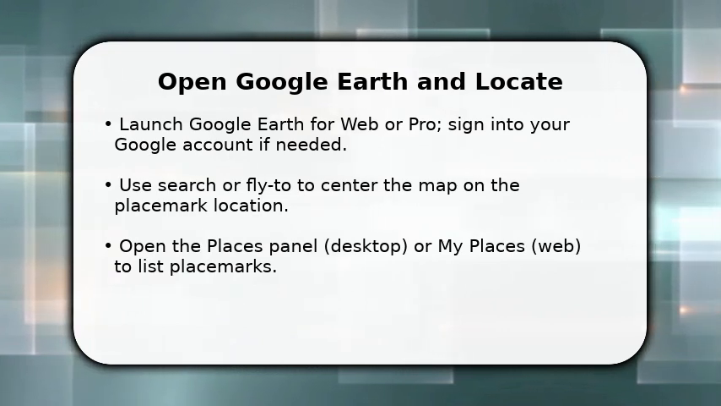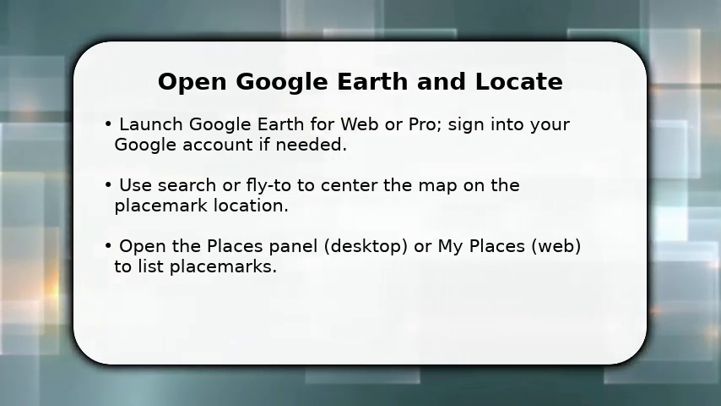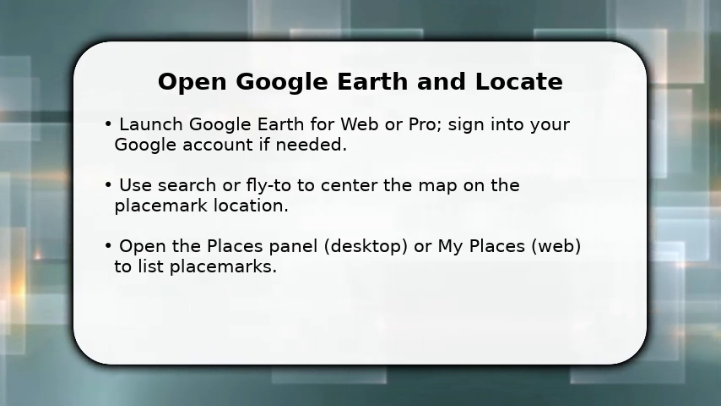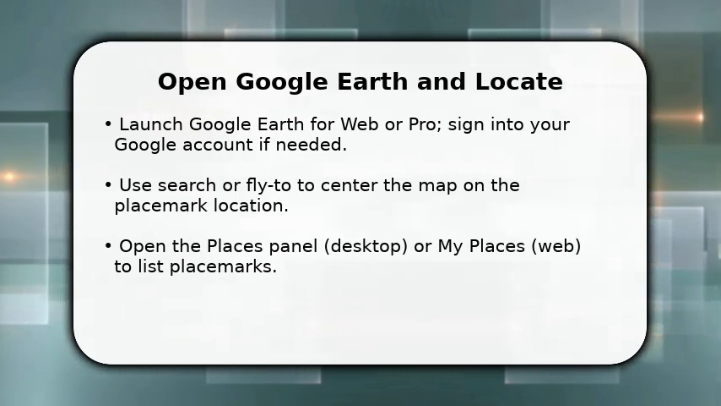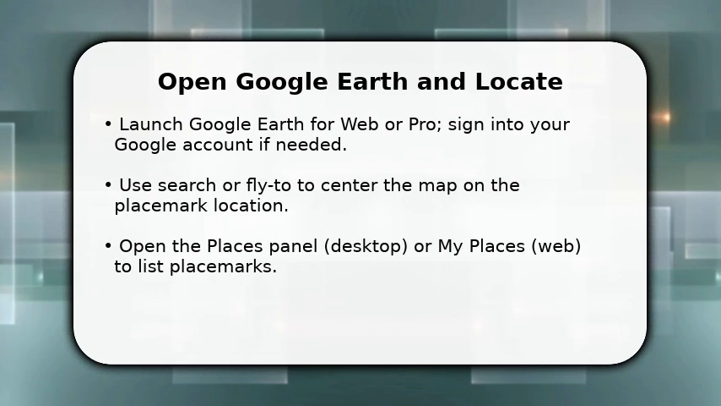You want a clear view and the item highlighted, otherwise deletion might remove the wrong object. From here, select the placemark entry to make it active. That selection enables the next steps for removal.